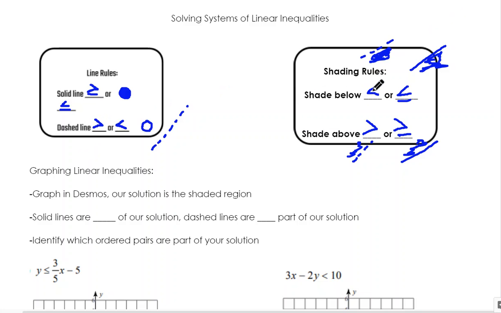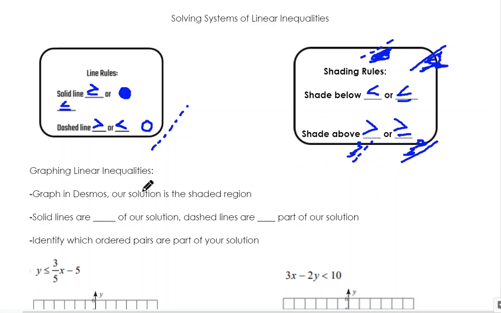If we're shading below, that means it's a less than or equal to, and that kind of makes sense, right? If you're shading below something, you're shading underneath of it, that means it's going to be smaller than it. Whereas if you're shading above a line, that means it's going to be bigger than it, so that means it has to be greater than or equal to. Okay?